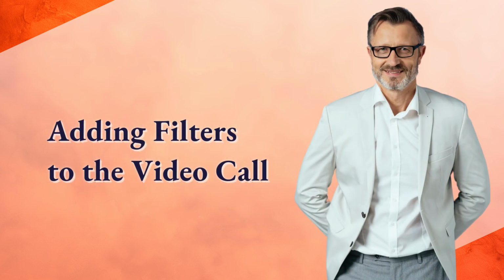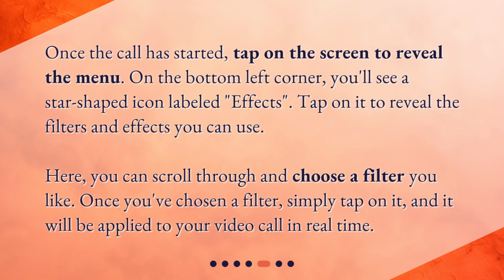Adding filters to the video call. Once the call has started, tap on the screen to reveal the menu. On the bottom left corner, you'll see a star-shaped icon labeled Effects. Tap on it to reveal the filters and effects you can use. Here, you can scroll through and choose a filter you like. Once you've chosen a filter, simply tap on it, and it will be applied to your video call in real time.